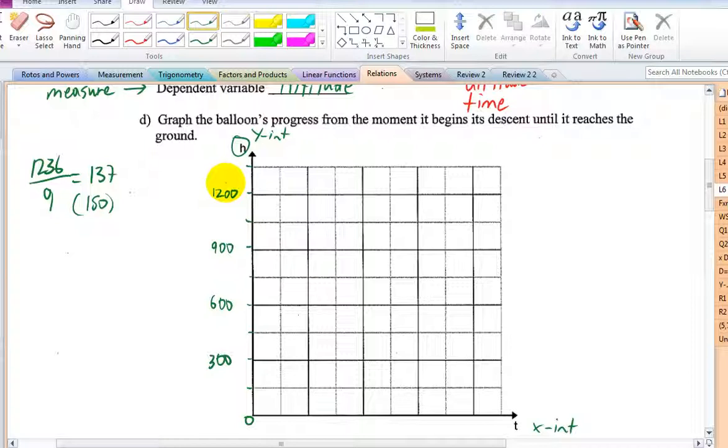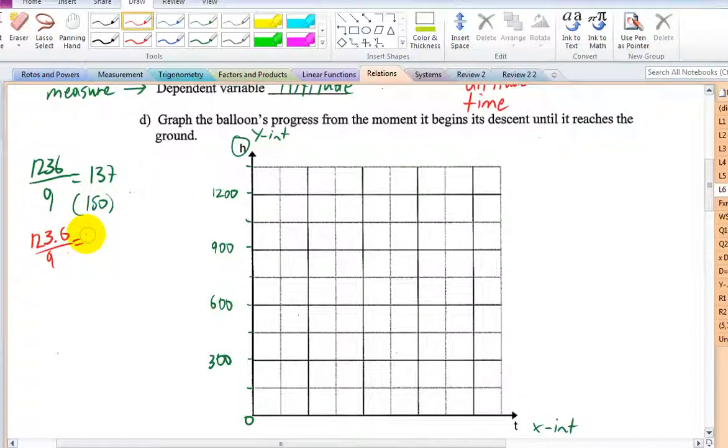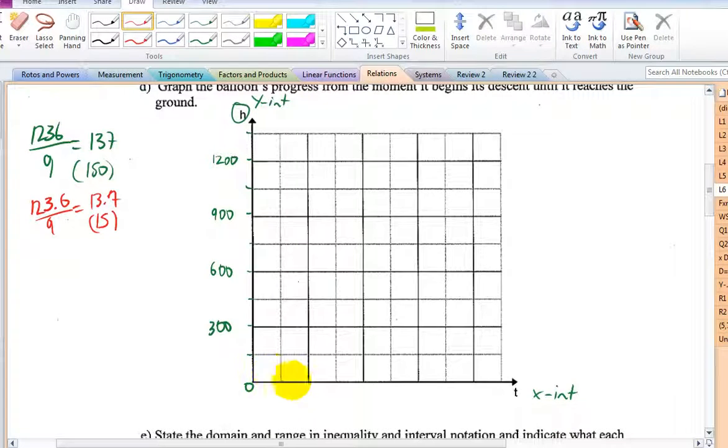Okay, each line. Now we're going to do the same for time. For time, we have a maximum of 123.6 minutes. How many squares or how many lines? 9 increments again. So do your division. So 13.7. So what should we go up by? 15. 15 should work nice. Again, don't have to mark each square. 30, 60, 90, 120. Okay.